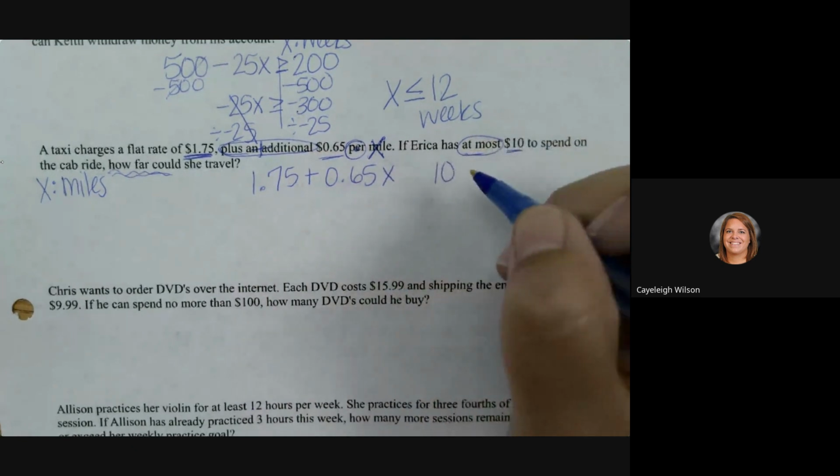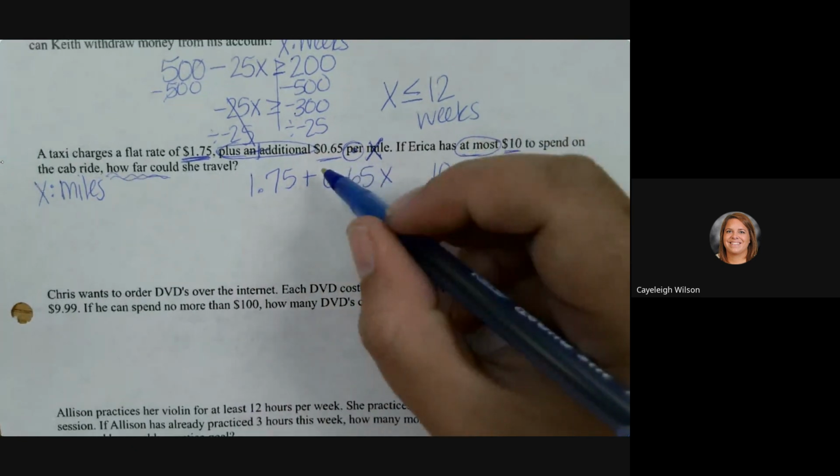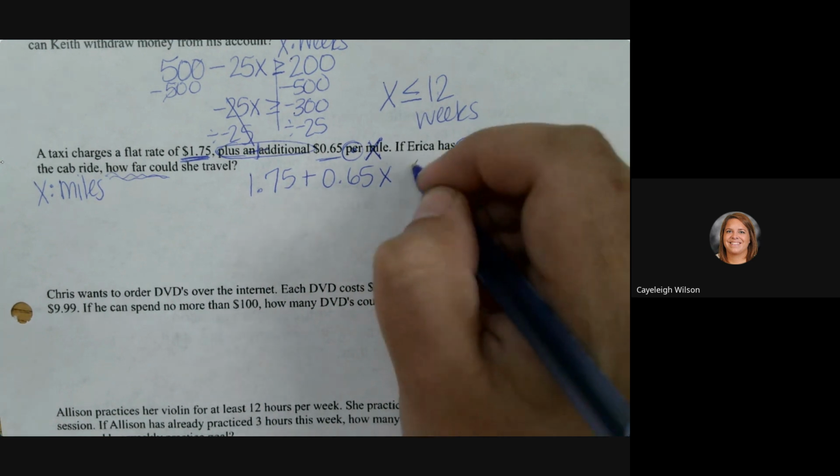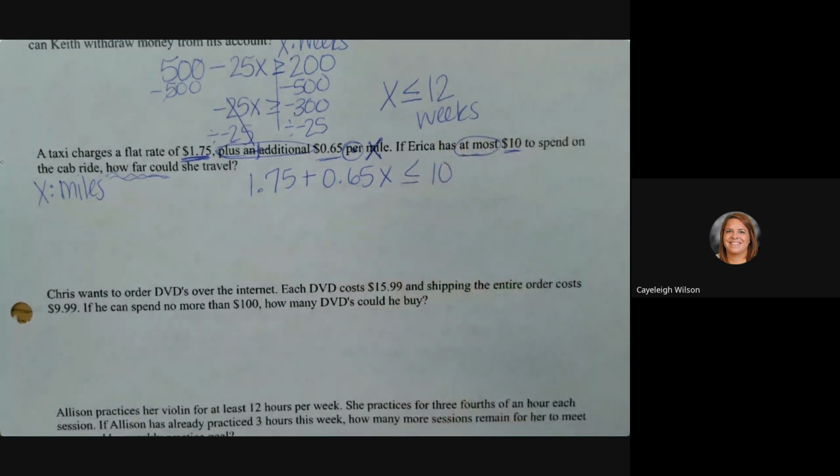So if you have the most is 10, should you eat the X side or the 10? 10. 10's the most you have. And he's a hungry alligator and he always eats the biggest thing. So if 10 is the most you have, then that's the biggest. So at most 10. That's all. You can't go over 10 because that's all you got in your pocket.